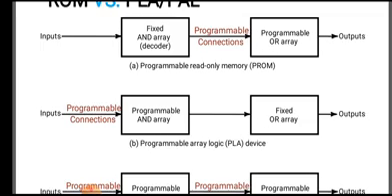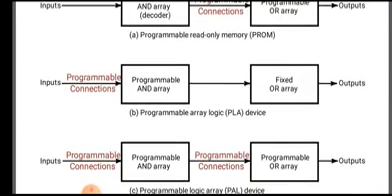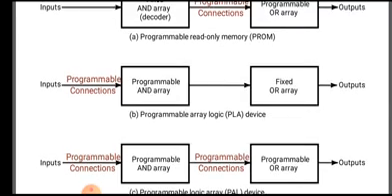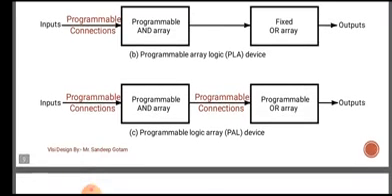PLA is the programmable logic array. Sorry, this is wrongly written here, but this is PLA and the last one is PAL. In PLA the inputs pass through the programmable AND array, then pass through the programmable OR array, and ultimately we get the output. And PAL, the programmable array logic, indicates that the inputs pass through the programmable AND array, and then through a fixed OR array, and ultimately we get the output.